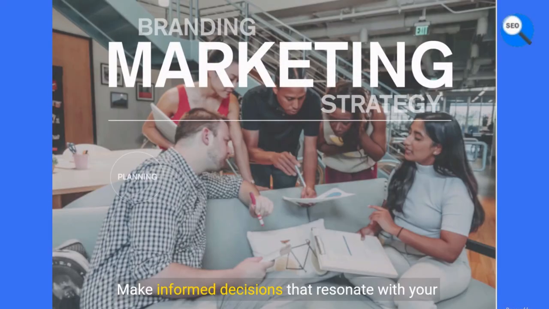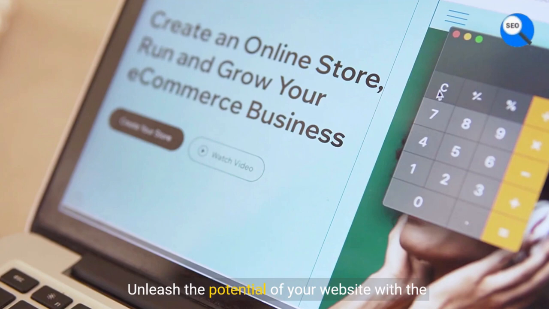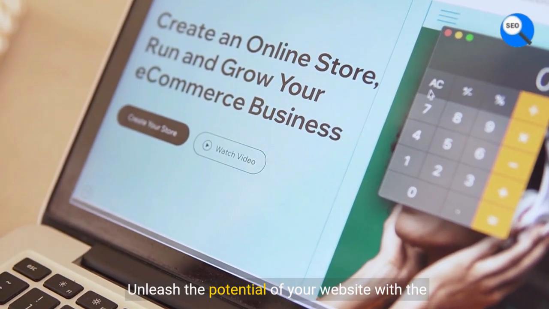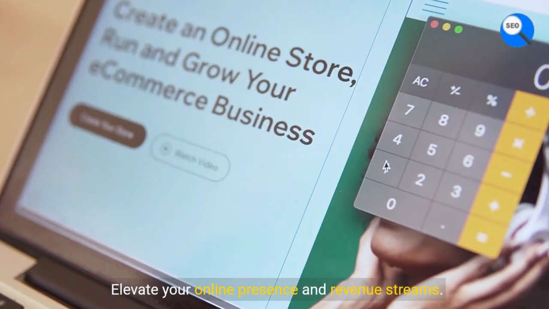Make informed decisions that resonate with your audience. Tailor your content strategy for maximum impact and engagement. Unleash the potential of your website with the Adsense Calculator tool. Elevate your online presence and revenue streams.